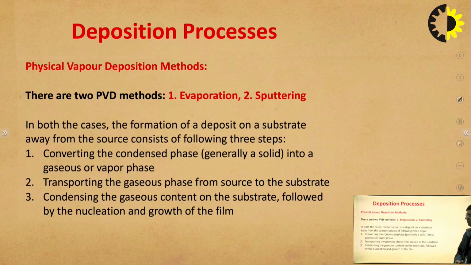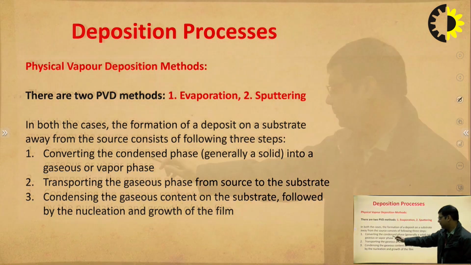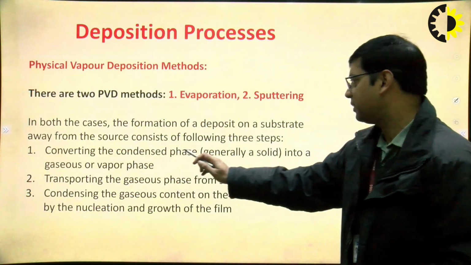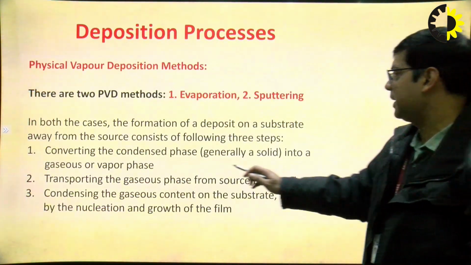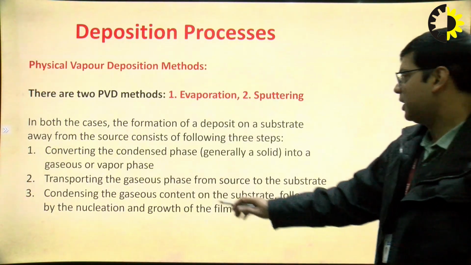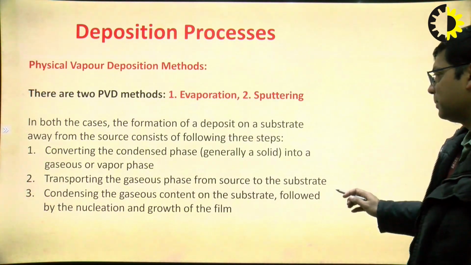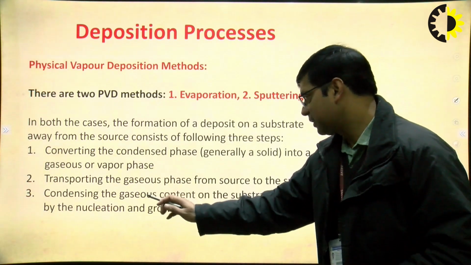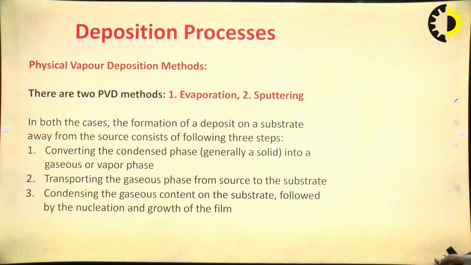Now, what about PVD? Now, in PVD, there are two processes. One is evaporation and the other one is sputtering. And in both the processing, the steps that are involved in the deposition of a metal, there are three steps. First one is converting the condensed phase into a gaseous or vapor phase, transporting the gaseous phase from source to substrate, and the third is condensing the gaseous content on the substrate.